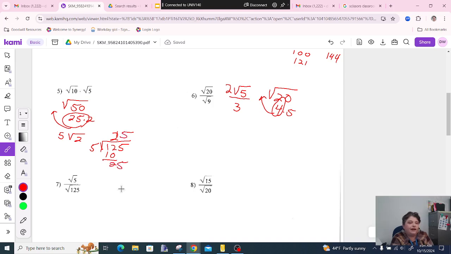So when I divide this, it'd be like saying you'd have 1 on top because you still need a number up on the numerator. And then this would be square root 25 because I divided that 5 into 125. But what is the square root of 25? 5. So that would be this reduced.